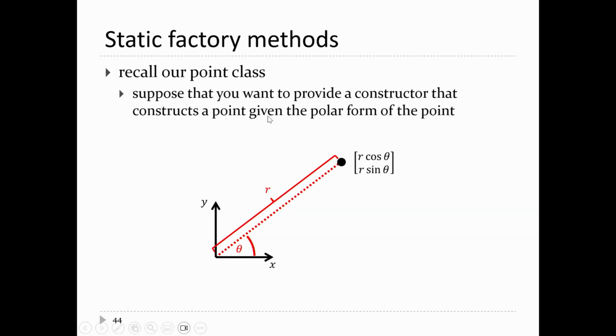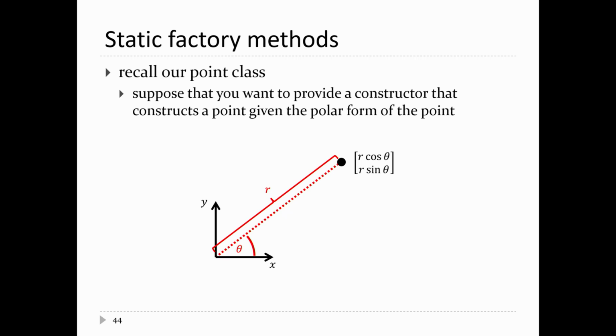So remember our Point2 class? You can create a point given its x and y coordinate. If you've taken calculus and you've been told about the polar form of a point, you also know that a point can be described using the distance from the origin, that's r. And if you draw the line from the origin to the point, then the angle from the x-axis to the line is the angle theta. You know that the coordinates of this point are just r cos theta and r sine theta. The point is on a circle of radius r centered at the origin. That's the polar form of the point.